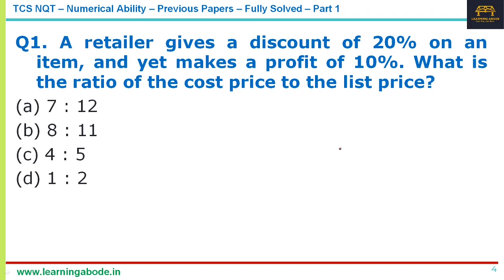So question number 1: a retailer gives a discount of 20% on an item and yet makes a profit of 10%. What is the ratio of cost price to the list price? Now, a 20% discount on list price, you can write it as 0.8. A 10% discount, you can write it as 0.9. What we call the multiplying equivalent. Similarly, a 10% profit, you can write it as 1.1, and a 20% profit, you can write it as 1.2, and so on. And profit is calculated on cost price. So 1.1 of cost price.